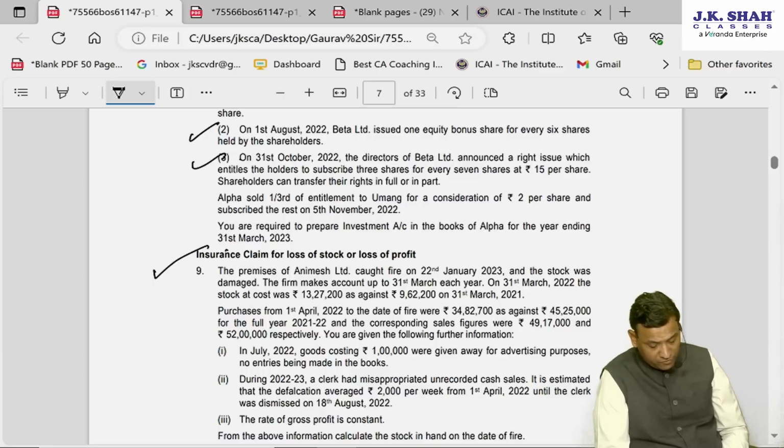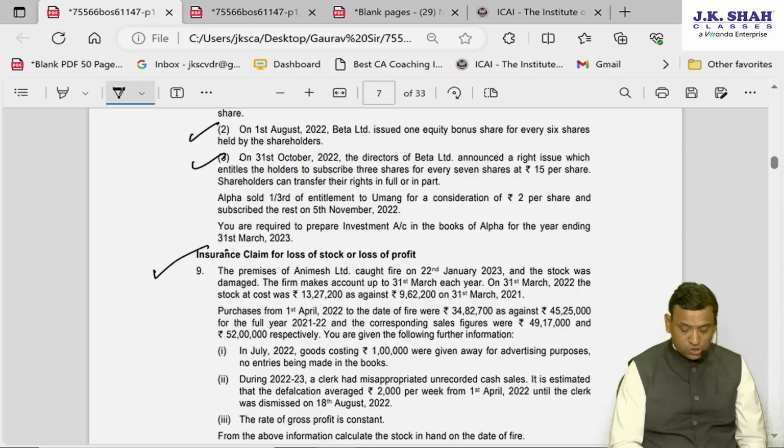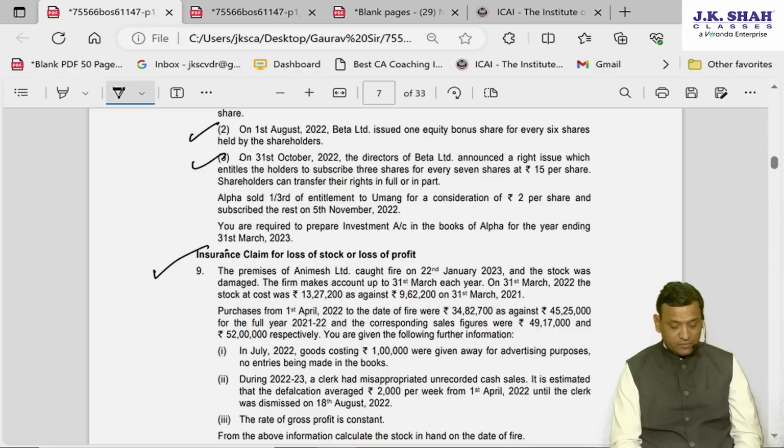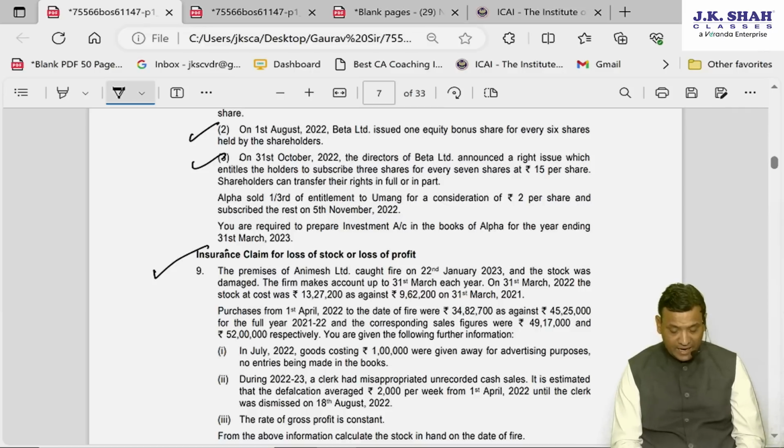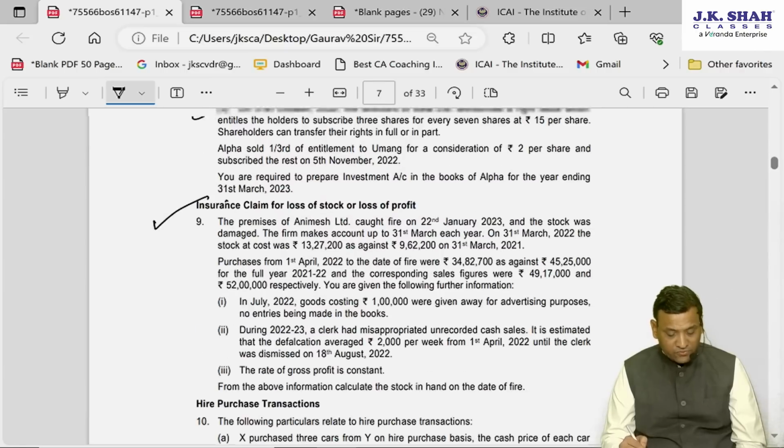You are given the following further information. On July 22, goods costing 1 lakh were given away for advertising purpose. No entries have been made. During 22-23, a clerk had misappropriated unrecorded cash sales. It is estimated that the defalcation averaged 2,000 per week from 1st April until the clerk was dismissed on 18th August 2022. The rate of GP is constant. From the above information, calculate the stock on the date of fire.